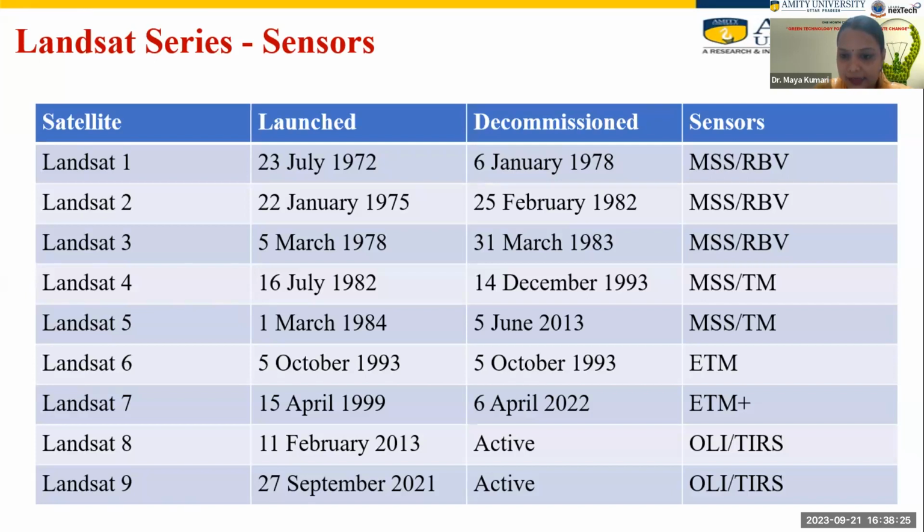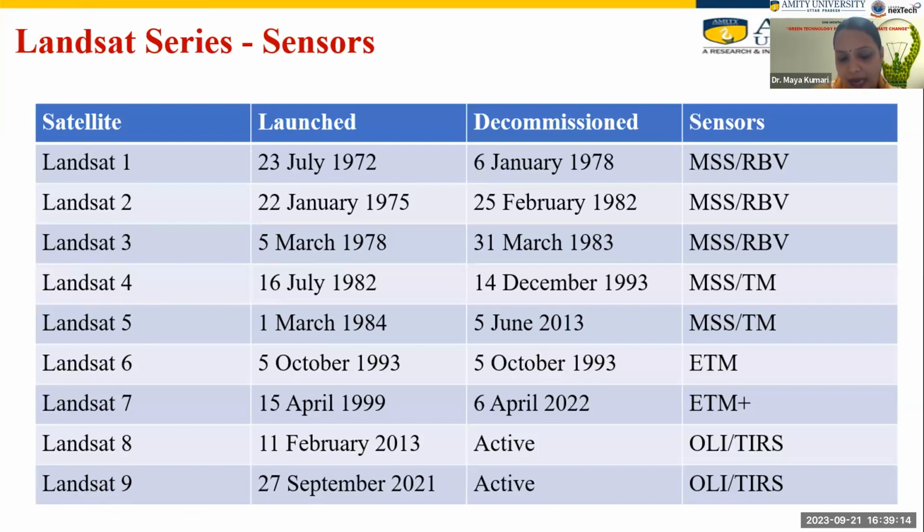Then we had Landsat 7, launched in 1999, and it got decommissioned last year on 6th April 2022. Landsat 8, which was launched in 2013, is still active, and the sensors for it are OLI and TIRS. OLI covers the optical bands, the blue, green, red bands, and TIRS covers the thermal infrared bands, which are band 10 and 11. And recently Landsat 9 was launched, in September 2021. So these are the series of Landsat data which are available.